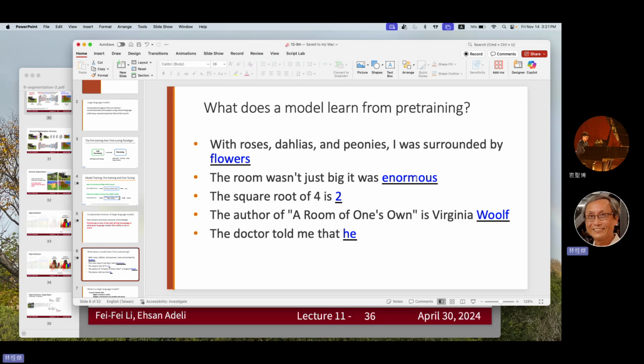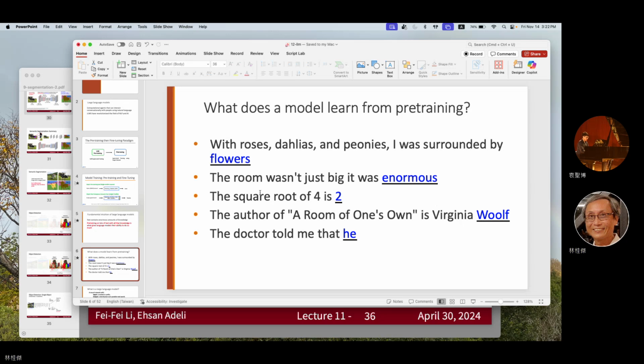Enormous and gorgeous, big and gorgeous, they are still kind of related. Depending on your context, if you are describing a palace, you would say, oh, this room is not just big, it is really very well decorated. So it's not just enormous.